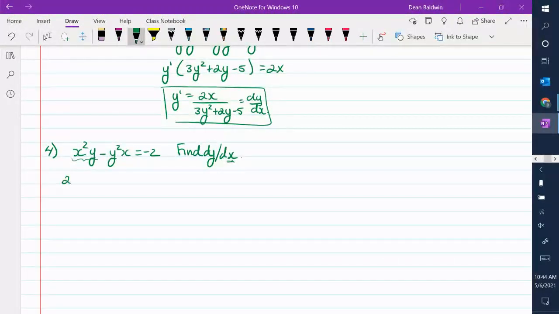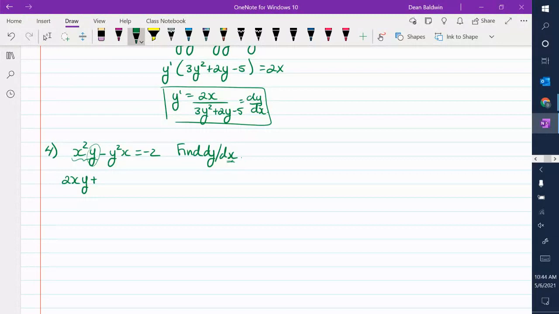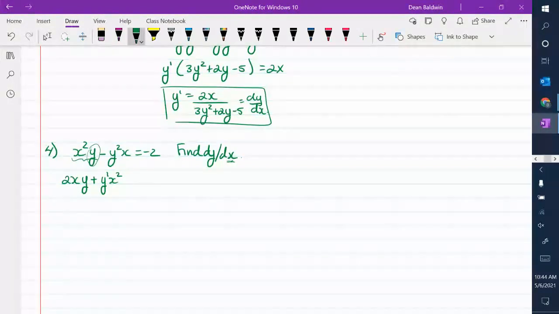2x. Times the other function, which is y, plus the derivative of this function, y, which is y prime, times the other function, which is x squared. That is the derivative of x squared y, implicitly. Then we move on to this next expression here.